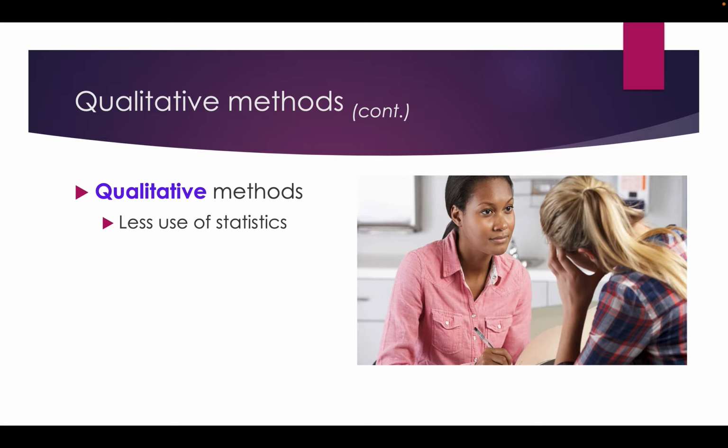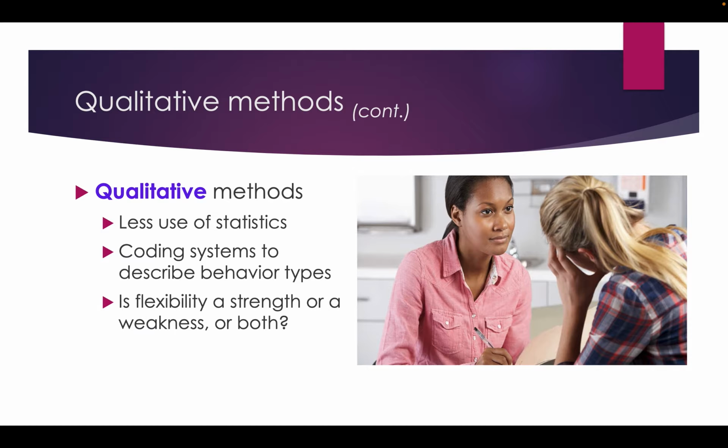Now, qualitative methods, they typically involve less use of statistics. And coding systems are used to describe behavior types. So think back to the study group situation. So perhaps every time someone has a helpful behavior, you mark that. And someone gets 7 helpful behaviors and 3 unhelpful behaviors and no disruptive behaviors.